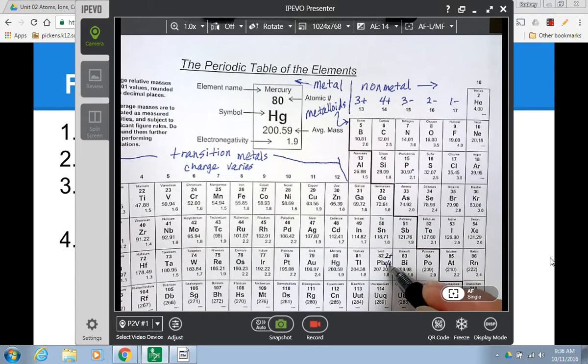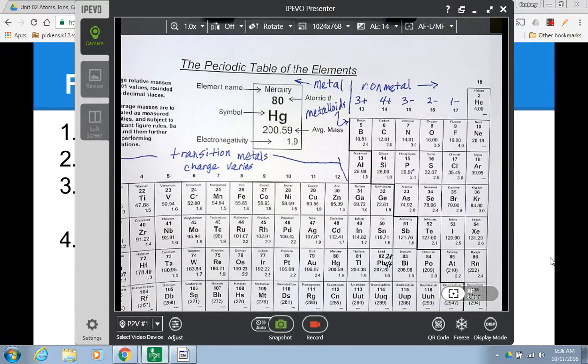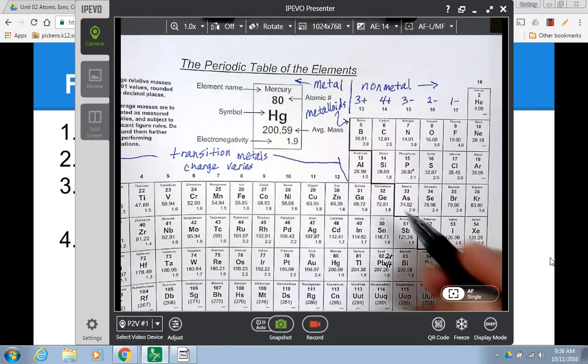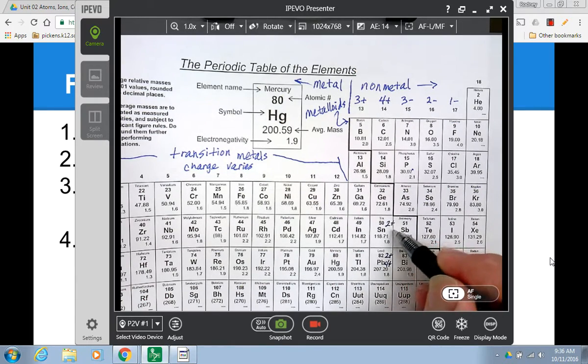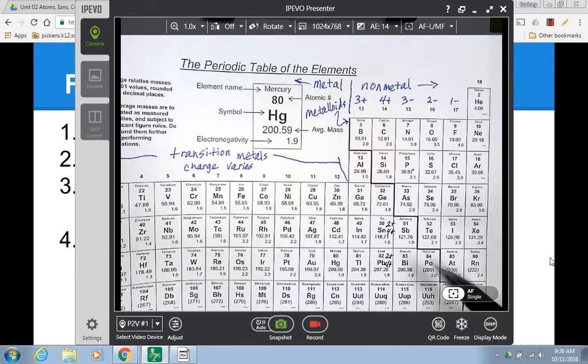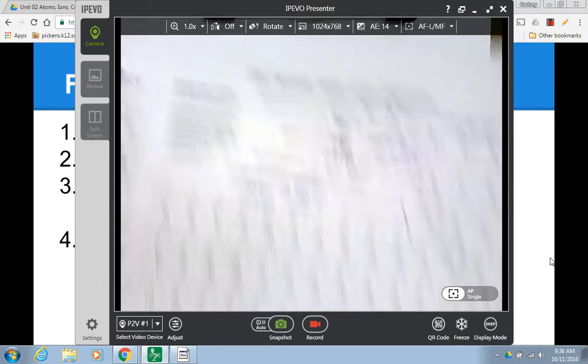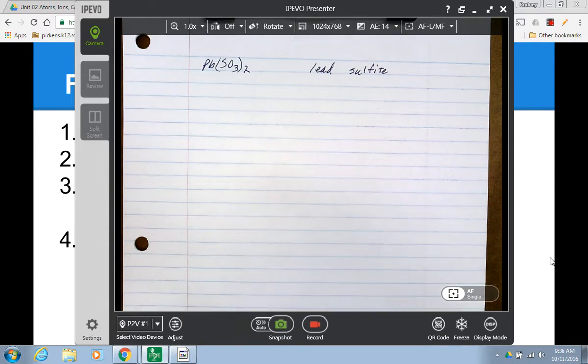So you might want to write this down on your periodic table the same way that I just did here. And that's the same thing with tin as well. Sometimes tin is 2 plus and sometimes it is 4 plus. It just depends. And so write that down, and then we'll treat those just like we would a transition element. So you go back to your example, we need a little space here.